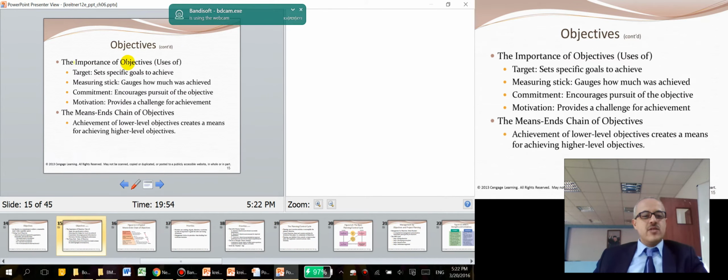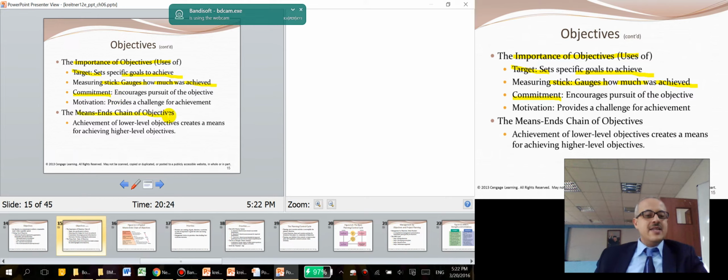Next, we're talking about the importance of objectives. Your objectives give you a specific goal to achieve. You can measure, you can gauge how much you achieved. It's also a commitment. If you have a goal that is clear and a number, next year I want to do 5, then you are encouraged. You do 1, you do 2, you're happy. You want to do 3, you finish. There's only 2 more. 5, okay.